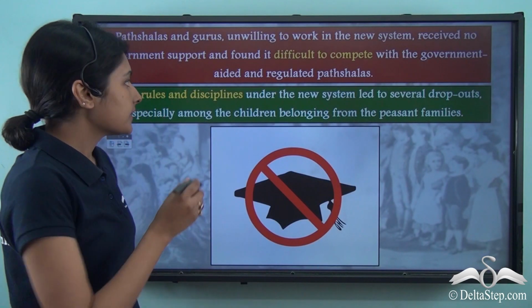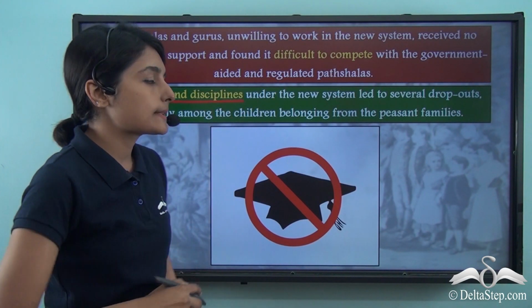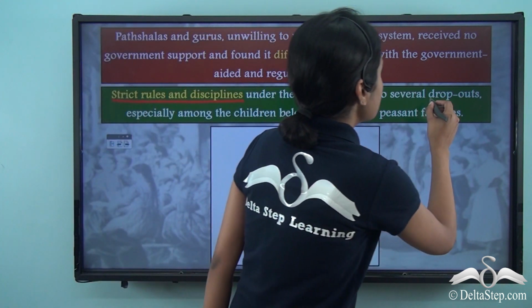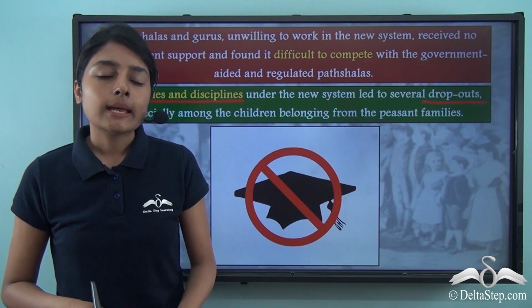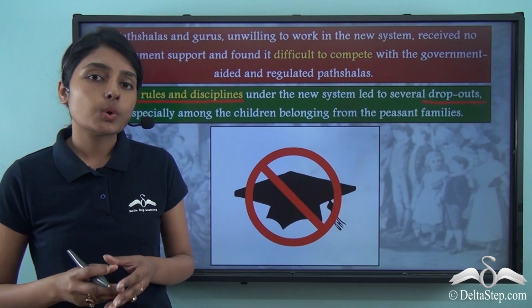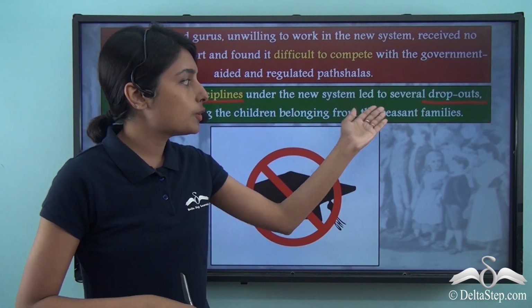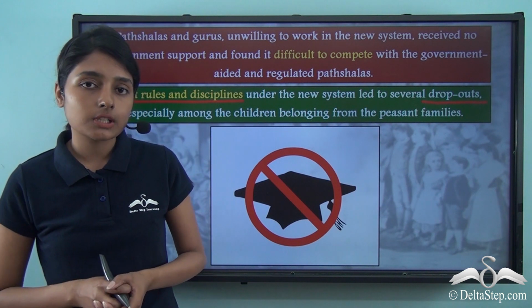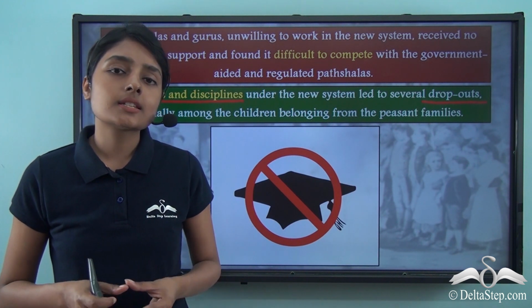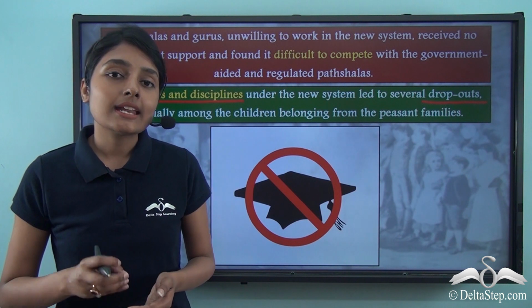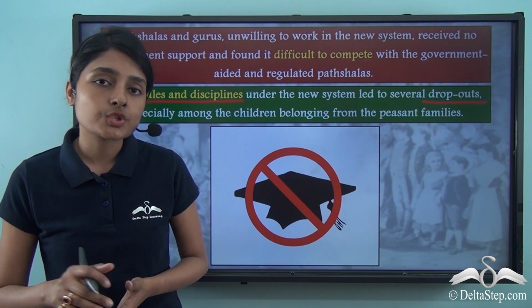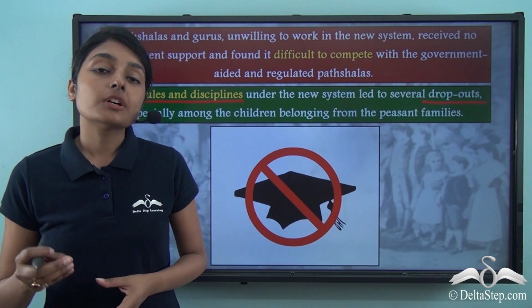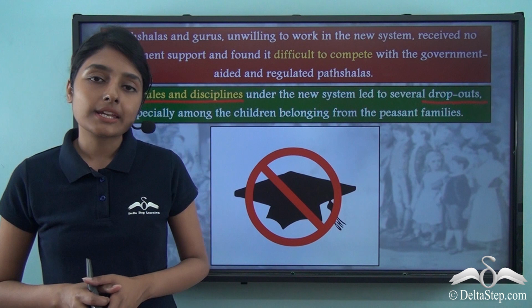And because of the enforcement of strict rules and disciplines under this new system, there were a whole lot of dropouts. That is to say, many people discontinued going to school because those children who belonged to the peasant families could not attend the schools regularly, and when they did not attend the schools regularly, it was seen as a lack of interest in those students. But in reality, those students were too poor to afford to go to the schools regularly.